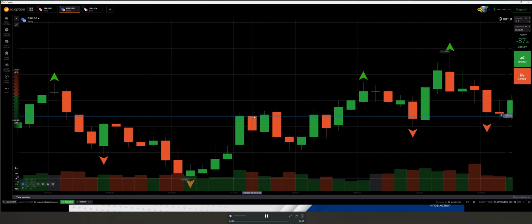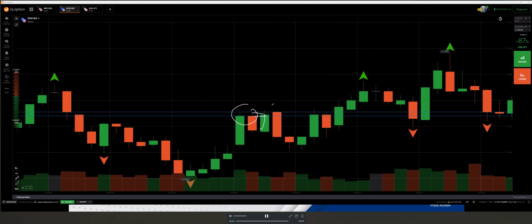Look here, this is called the resistance line. The green candlestick closes inside the resistance line, and the next candlestick is red. Again, that is the resistance line. The green candlestick closes at the resistance line, and the next candlestick is red. So the support and resistance is used in that way.